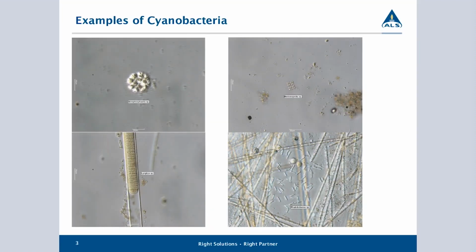Here are a few examples of how diverse cyanobacteria can look under the microscope. These are some pictures I've taken myself. They're at 400 times magnification under my microscope. In the top left, you can see Gomphosphaeria, which has a very spherical colony. On the top right, you have Merismopedia, which produces very flat, almost 2D colonies, and very small cells.